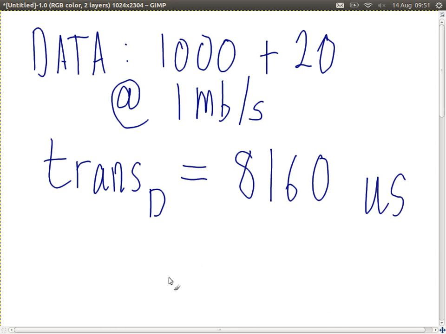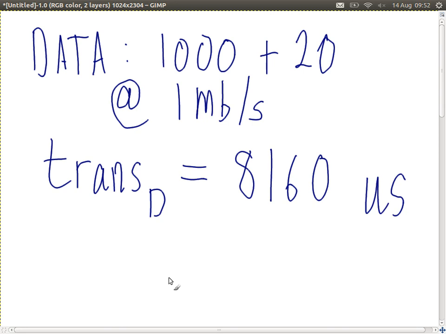You can use other prefixes, milliseconds or seconds, but I will use microseconds just to keep things consistent and simple. So the transmission delay of one data frame containing 1,000 bytes of data is 8,160 microseconds. In the following, when I write here, I may not give time units. If I don't give time units, then assume it's in microseconds. So I'll keep everything in microseconds so that it's easier to add them up later.